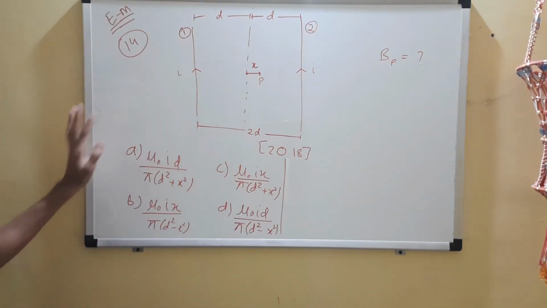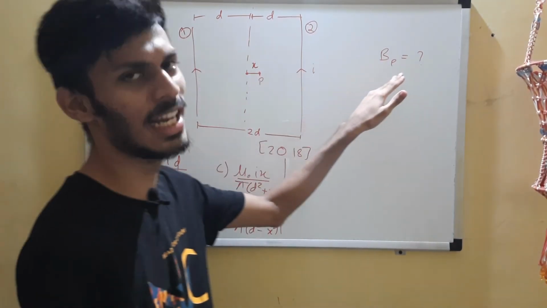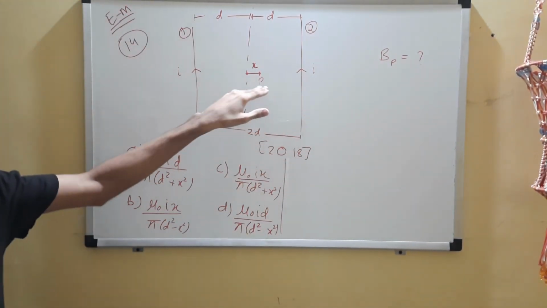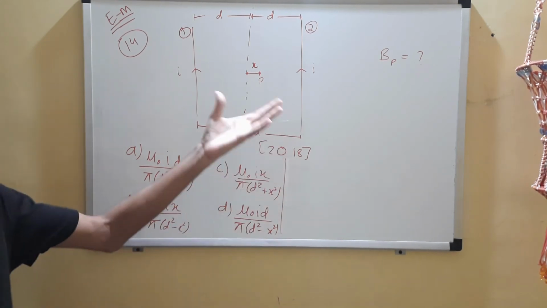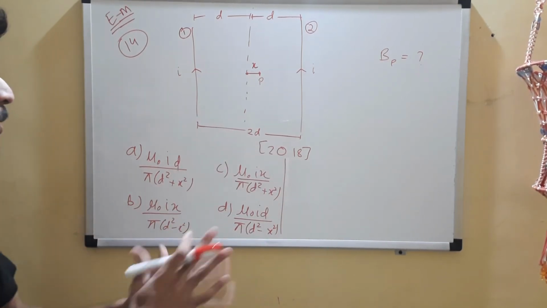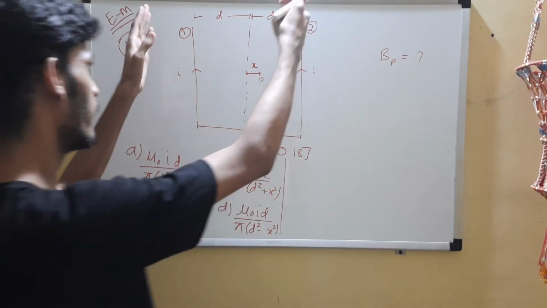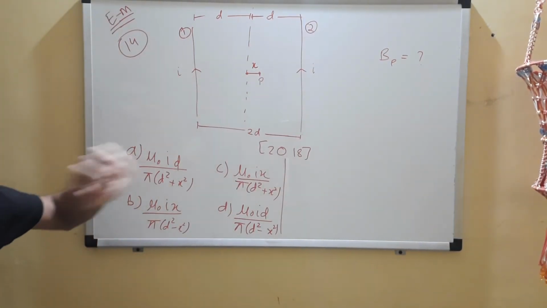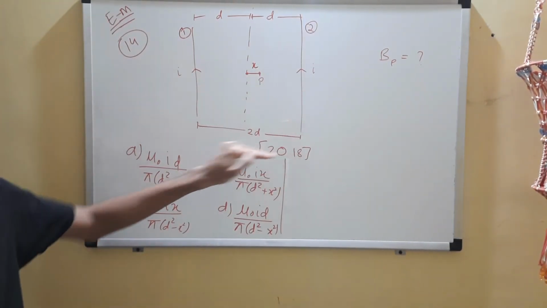So in this question you are given a certain arrangement over here. You are supposed to find the magnetic field at point P. Okay, point P is over here. So I hope the arrangement over here is easy to understand. You can see two infinitely long wires carrying current I placed at a distance 2d.